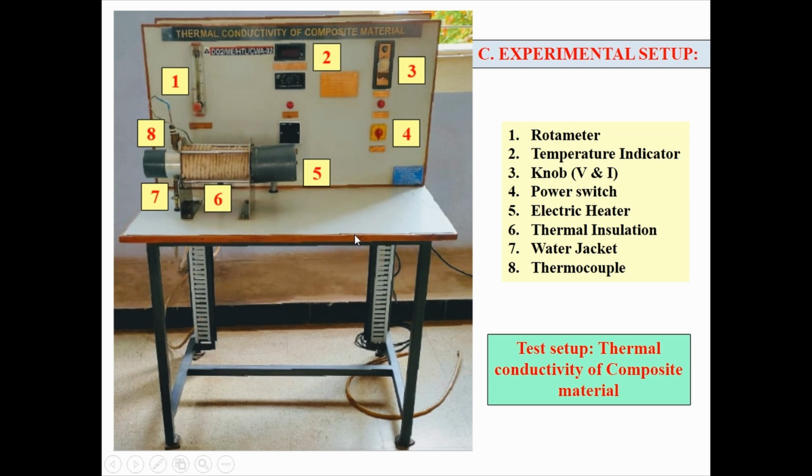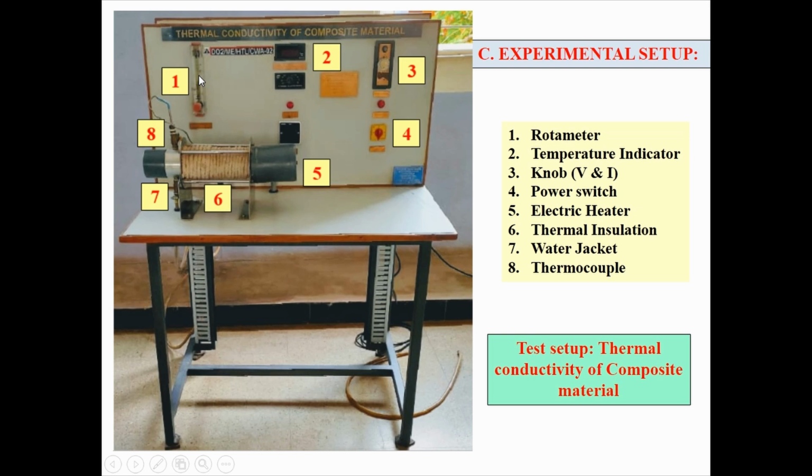Now how to conduct the experiment? First you have to switch on the power button, then switch on the console, then switch on the electrical heater, then set the voltage and ampere by rotating this knob. After that you have to set the rotameter reading as you want, such as 1 LPM, 2 LPM, like that.